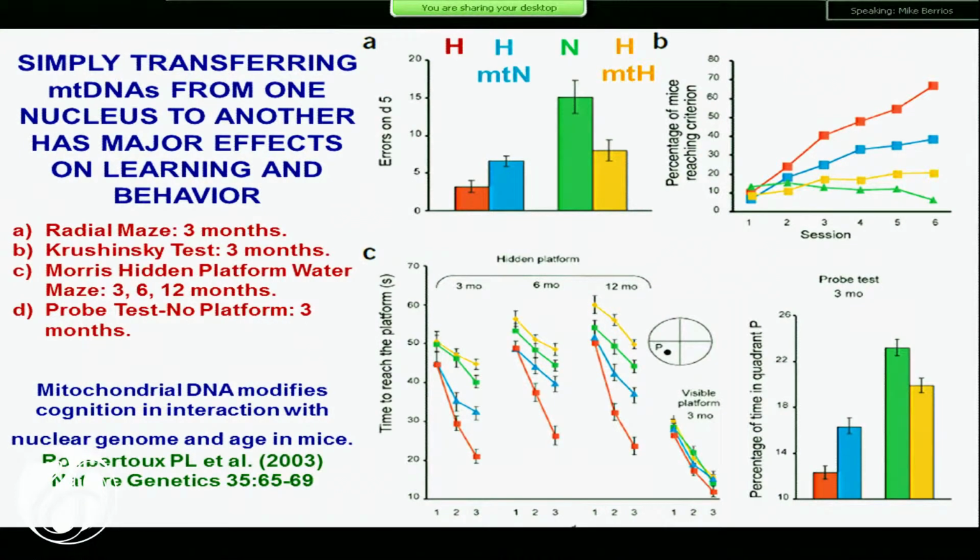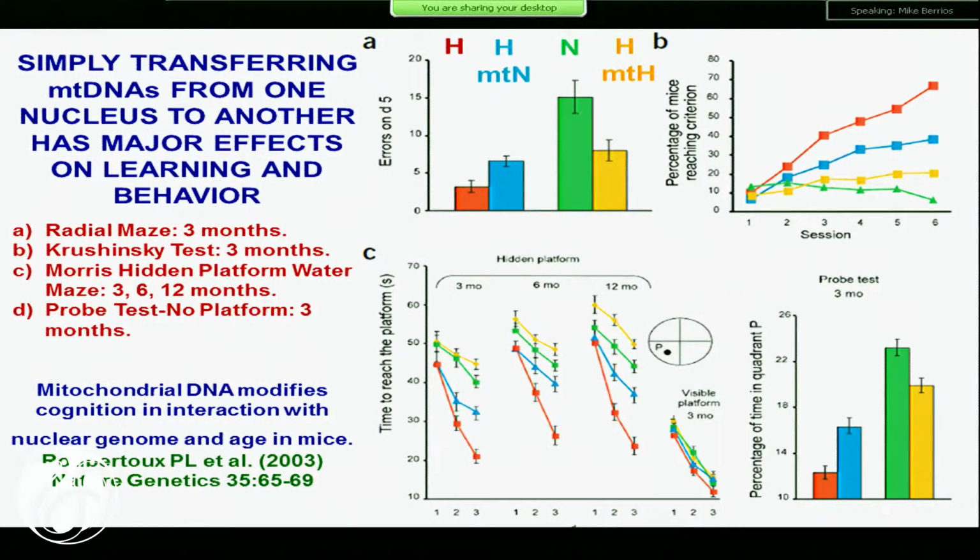And you can immediately see that H is very different from N on this particular, this is a radial maze like we had. But if you now exchange the mitochondrial DNA, you actually get a rather different result. This is another kind of test, and you can see that the H did very well. The H with N mitochondrial DNA did better. The N did terribly, and the N actually did better when it got H.